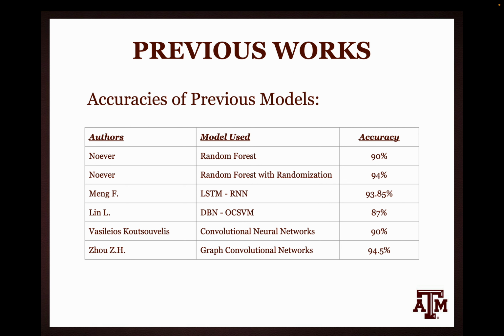This is the previous work that has been done to date in the domain of insider threat detection. We can see that the highest accuracy attained is 94.5% when the graph convolution networks model is used. The second highest accuracy attained is 94%, using random forest with randomization.